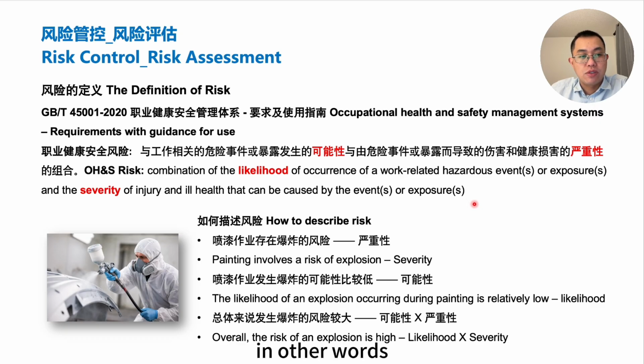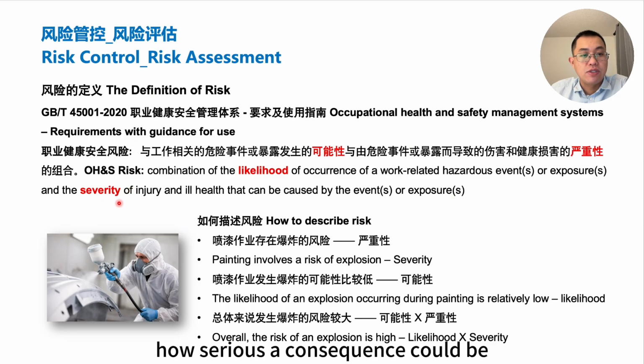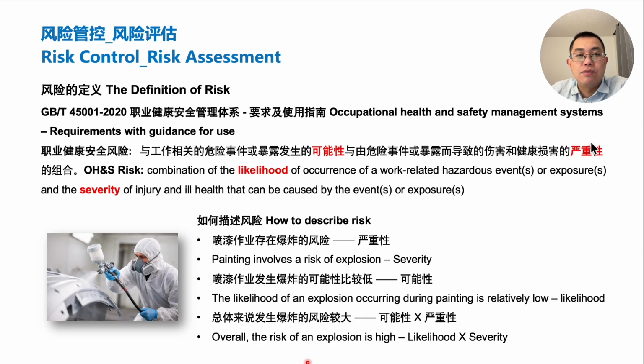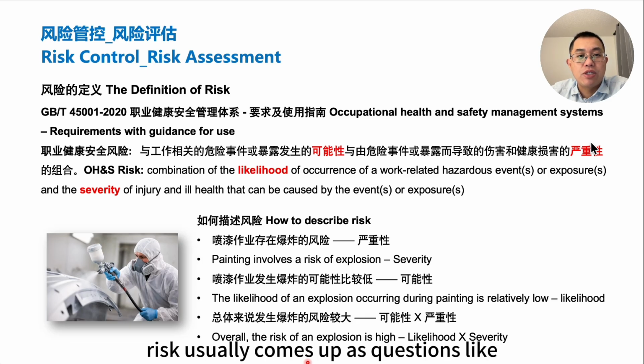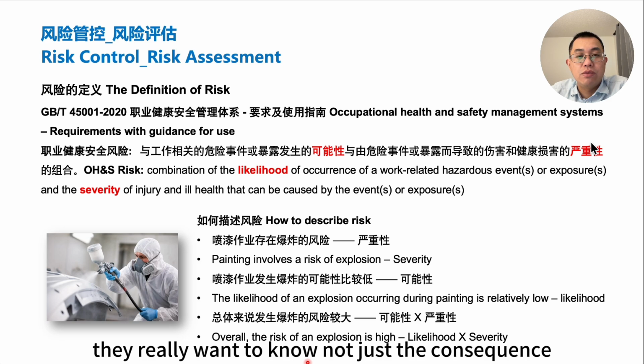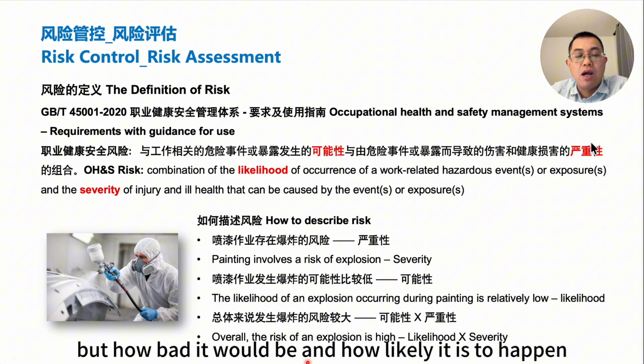So in other words, risk comes down to two things. The first one is likelihood, how likely an accident is to happen. And the second one is severity, how serious a consequence could be. In practice, risk usually comes up as a question like, what's the safety risk here? When someone asks that, they really want to know not just the consequence, but how bad it would be and how likely it is to happen.